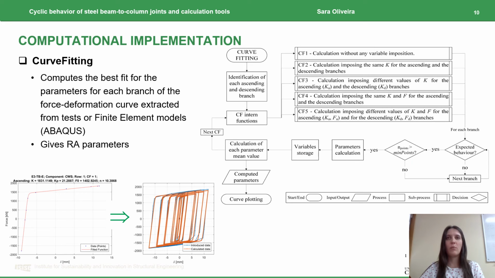The curve fitting computes the best fit of the numerical or experimental results to the Richard-Abbott mathematical expression. In addition, the parameters obtained through Eurocode 3, such as initial stiffness and resistance, can be imposed so the remaining Richard-Abbott parameters can be computed in this model.